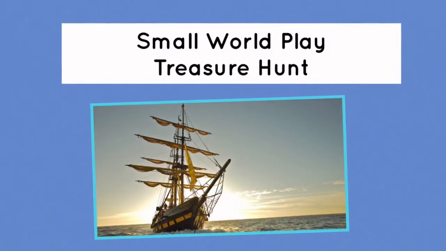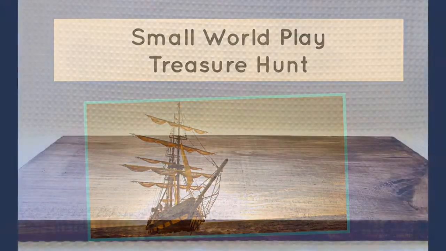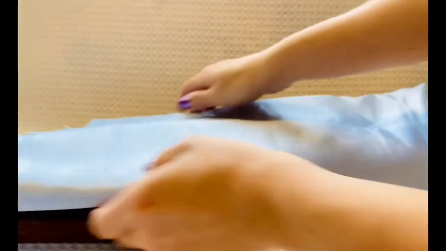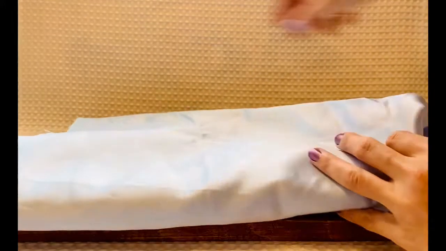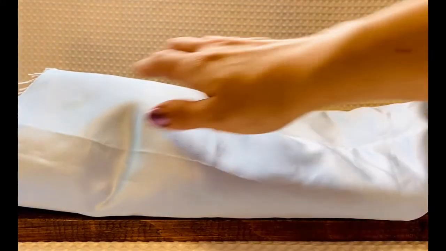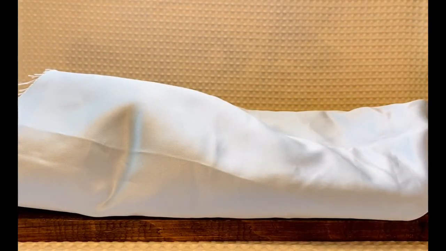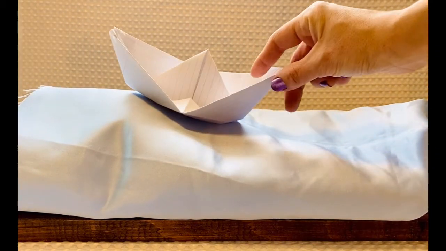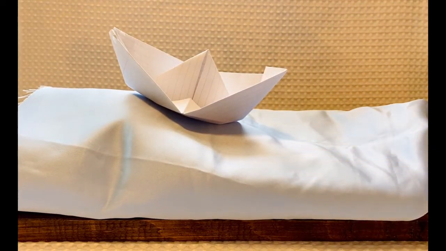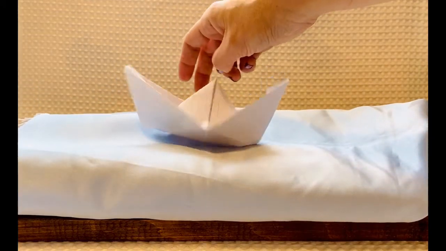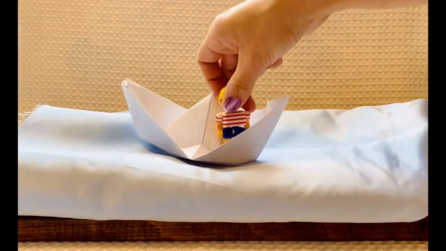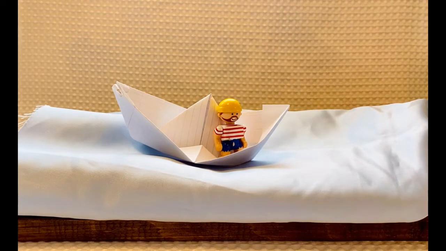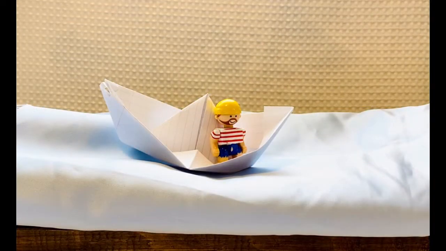Small world play treasure hunt. This is a pretty simple scene. I love working with fabrics, especially when I'm pretending that it's water. You can create big waves and it can constantly change. It's the perfect scene for an adventure. And what better way for an adventure than with a good old-fashioned paper boat? And maybe a pirate or two.